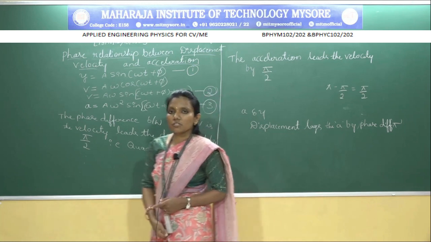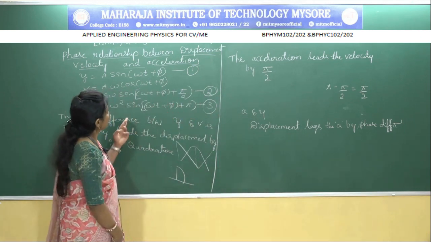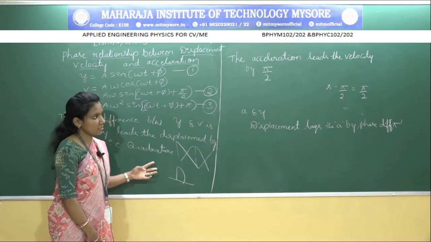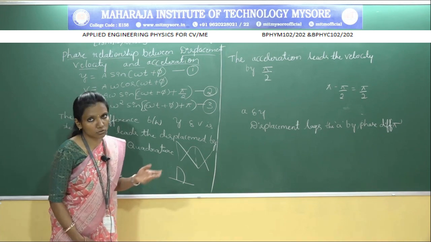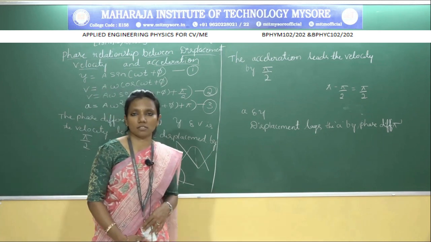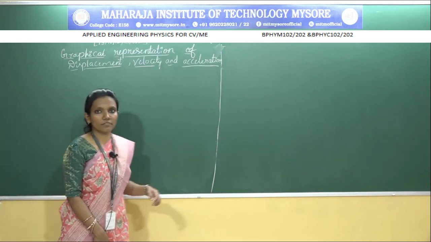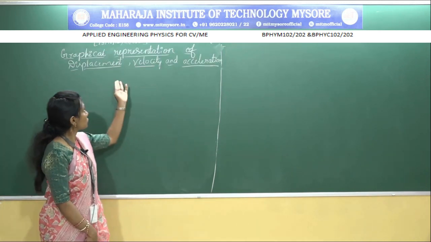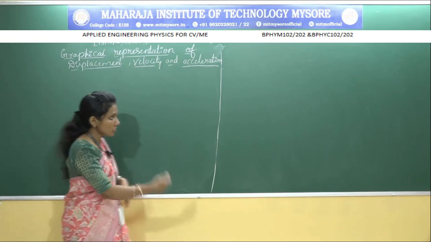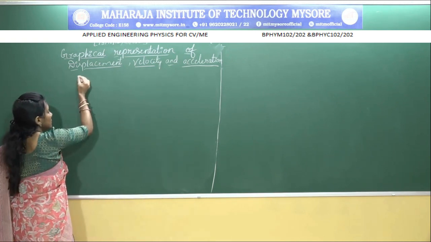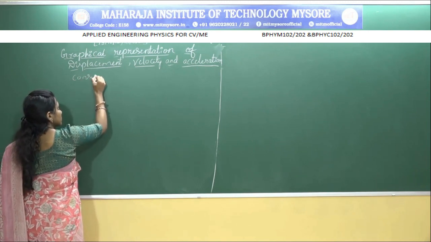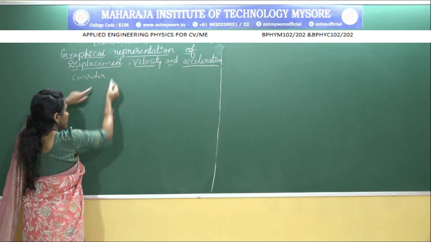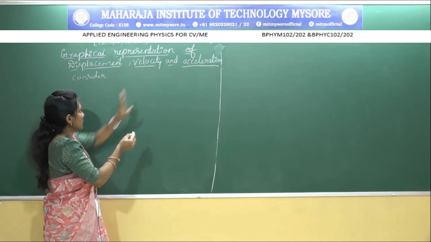So this is the phase relationship between the velocity, displacement and acceleration. Next we have to show this by the graphical representation. Now we are showing the graphical representation of displacement, velocity and acceleration. Once again, consider the three equations, the expressions for displacement, velocity and acceleration.